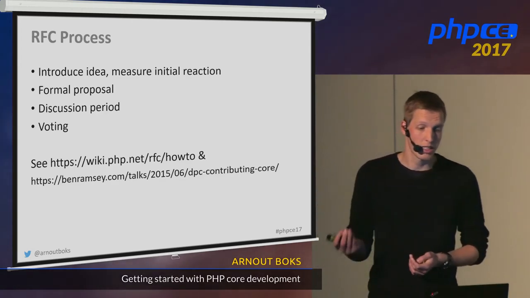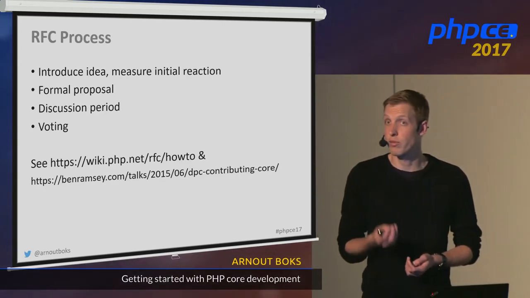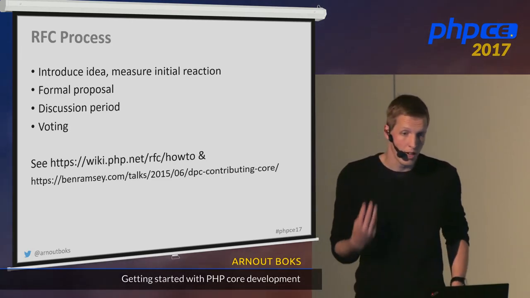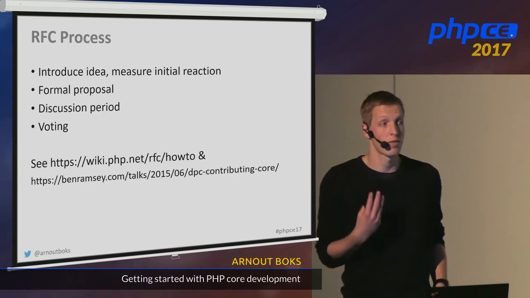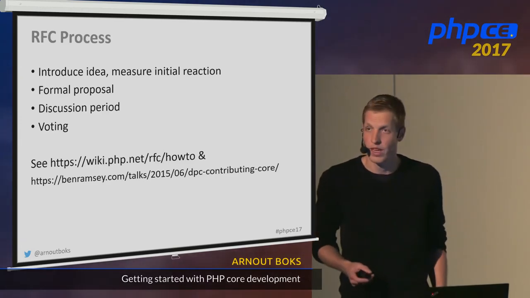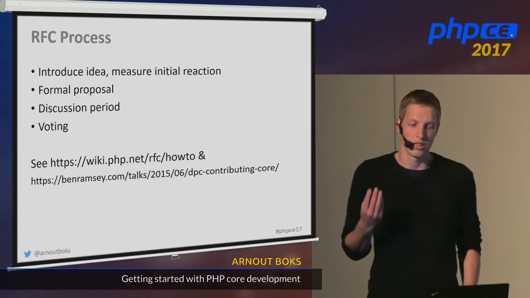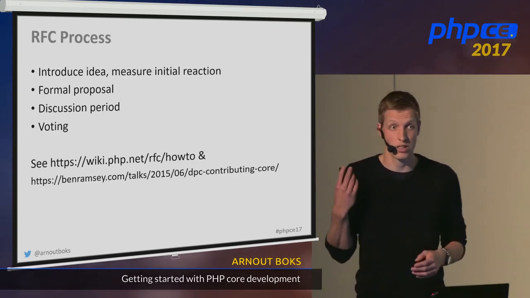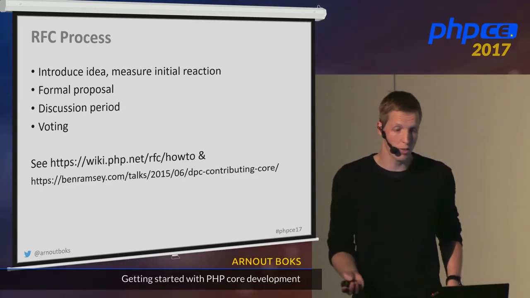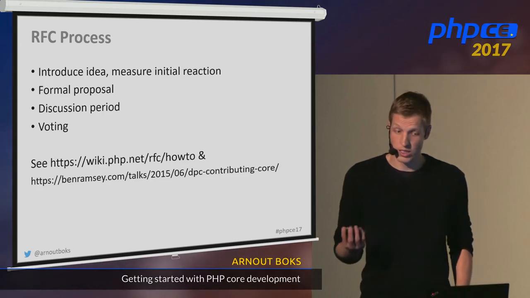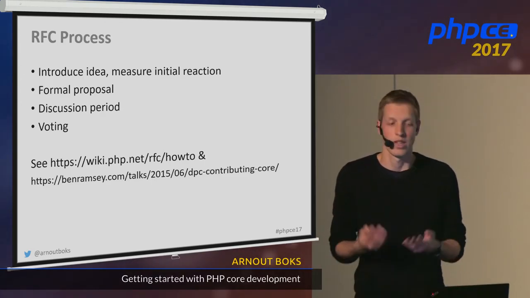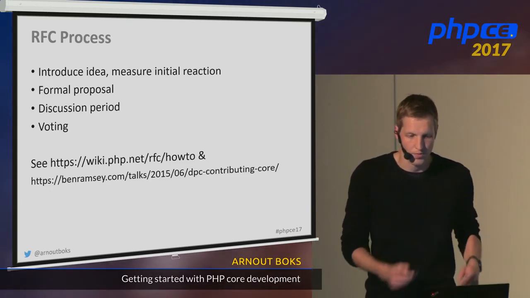To follow the process, you must first introduce the idea to the mailing list and gather some initial reactions. If they are positive, you can follow up with a formal proposal, which is put on the PHP RFC wiki. Then there follows an obligatory discussion period in which people can advance the pros and cons of your proposal. And eventually, the proposal is voted on, which will be either positive or negative, so it gets implemented if someone is able to or not.